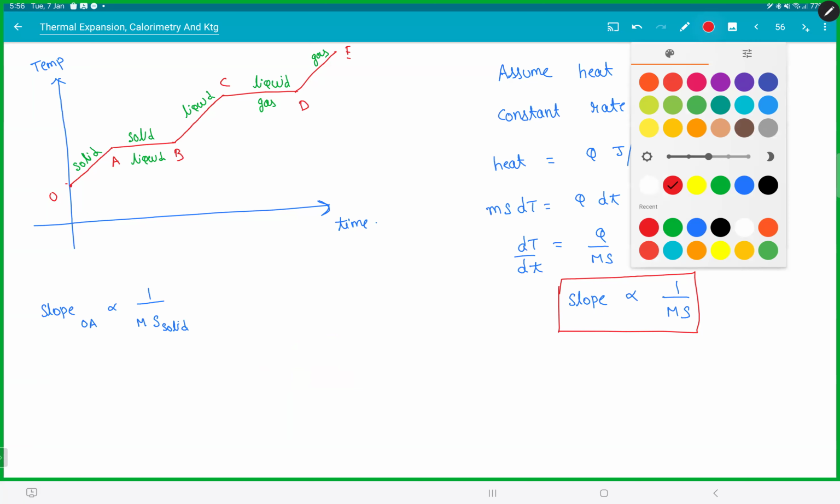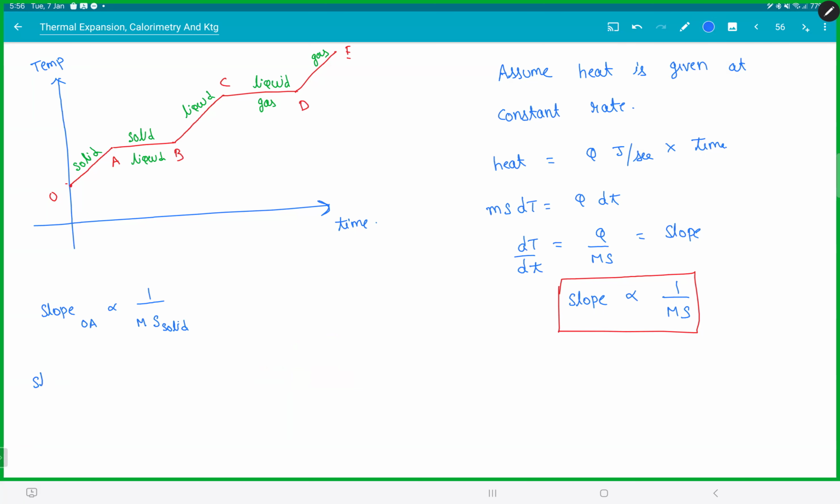Similarly, if you look at the slope of BC, this will be proportional to 1 by m into specific heat of the liquid. So the different lines' slopes will give you something else, different stuff. The slope of DE will give you the specific heat of the gas. Other than this, what about the length of AB? So length AB is proportional to latent heat of fusion.